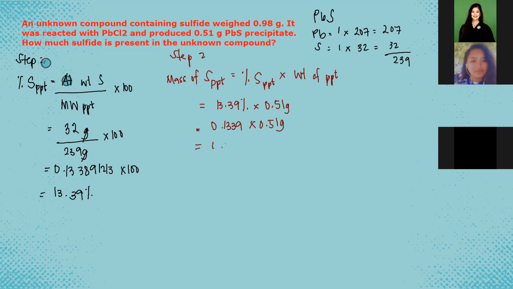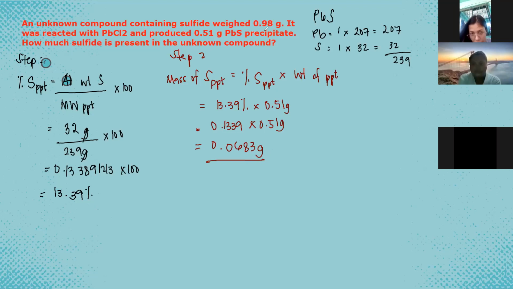is 4 decimal places, 0.0683 grams. So yan yung sulfide ngayon. Mass of sulfide in the precipitate. You can have 2 decimal places, but para mas accurate tayo, let's use the 4 decimal places. Now, lastly, we'll have the step 3. And ganun pa rin yung kanyang formula.